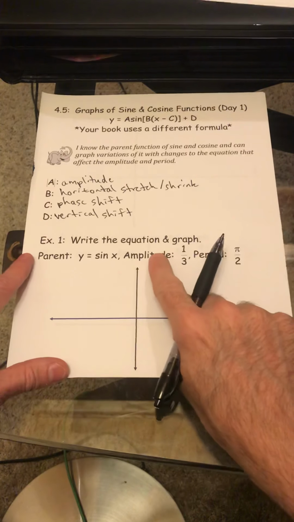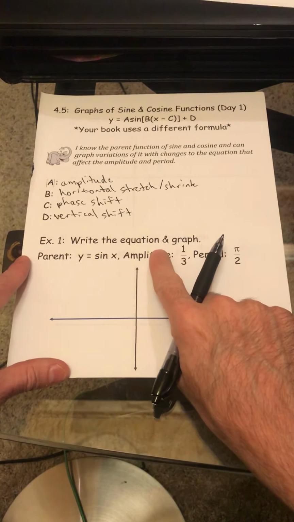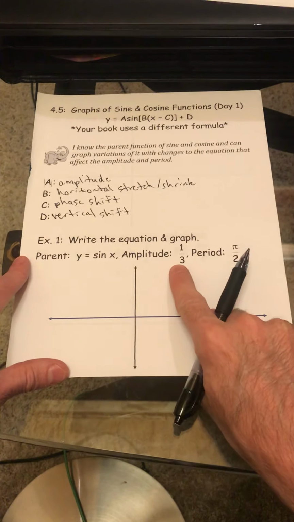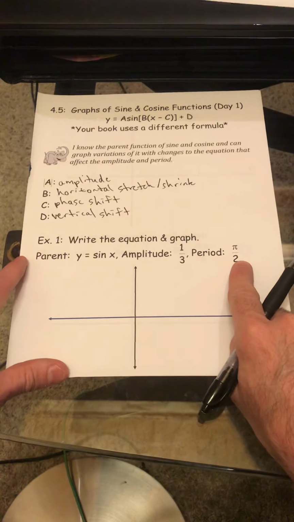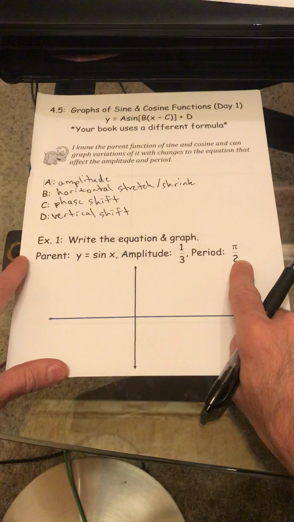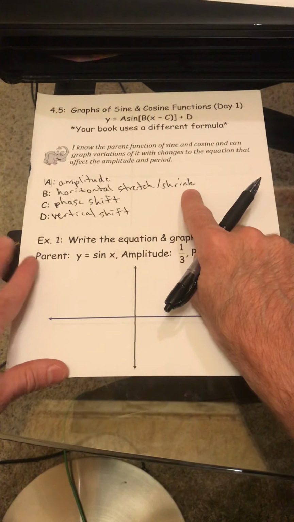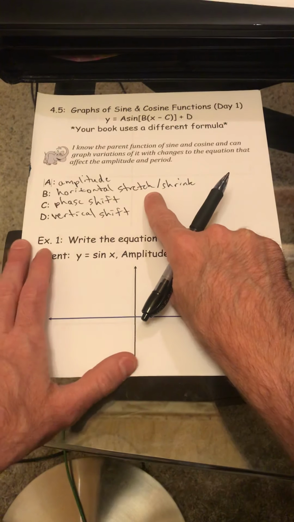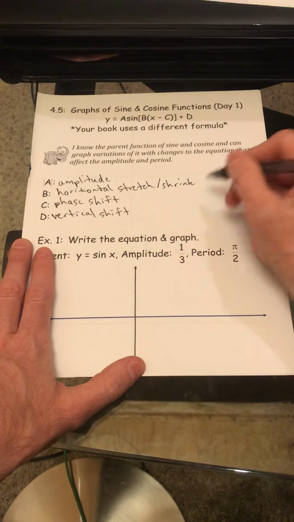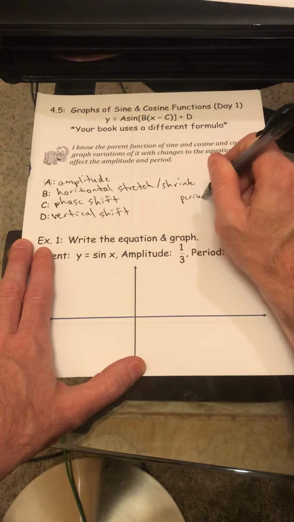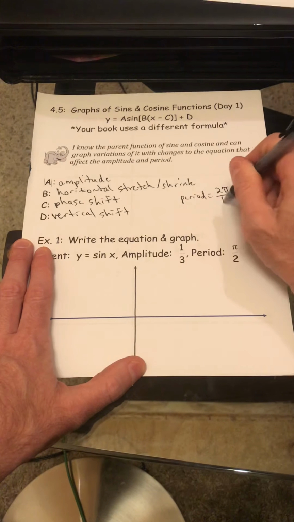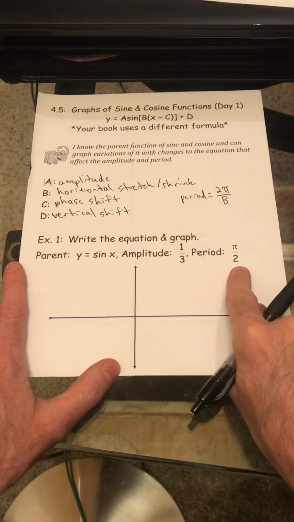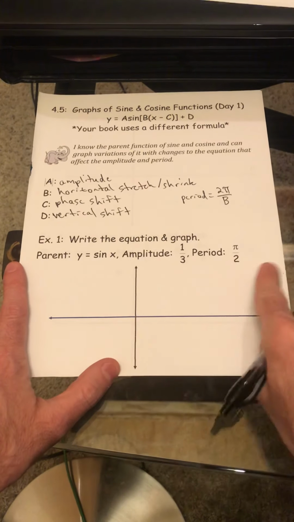So, as far as writing the equation and graphing these, well, the parent function's y equals sine of x, amplitude is 1/3, period is pi over 2. So the other thing that we are going to also give you, when finding B, the horizontal stretch or shrink, is when you're graphing, the period equals 2 pi over b. And where that'll come into play is here when it does ask us to write the equation and graph it.